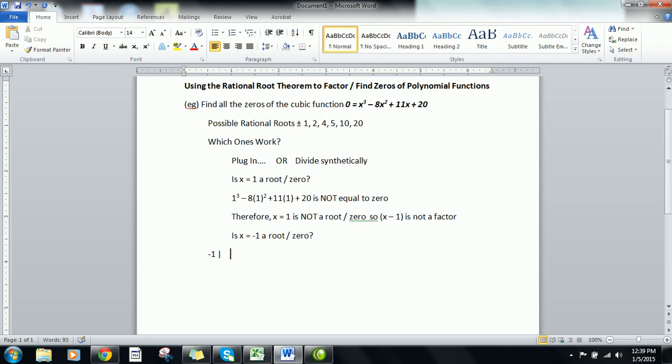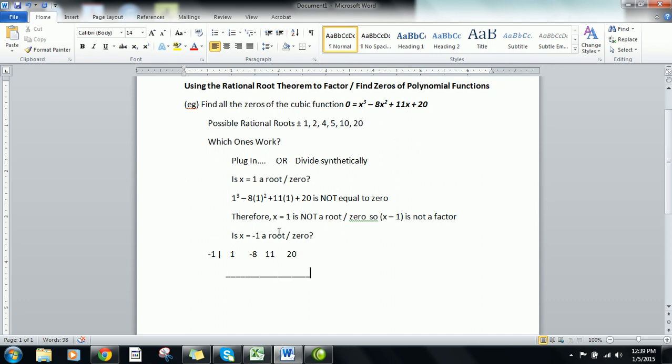And then I put the leading coefficients and the other coefficients of my original cubic. So there's 1, -8, +11, and +20. I'll leave some room. And then down here, I leave some space and make a little line there. So 1, -8, 11, 20.